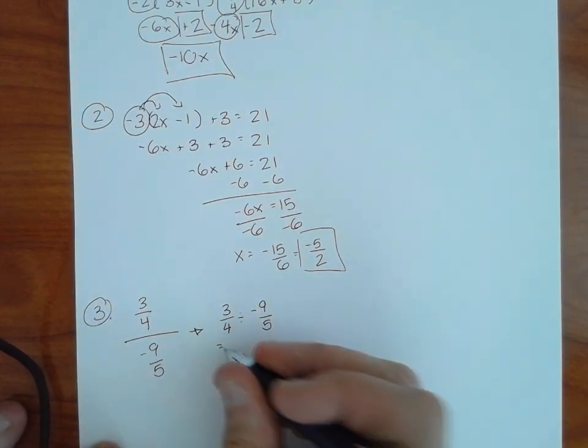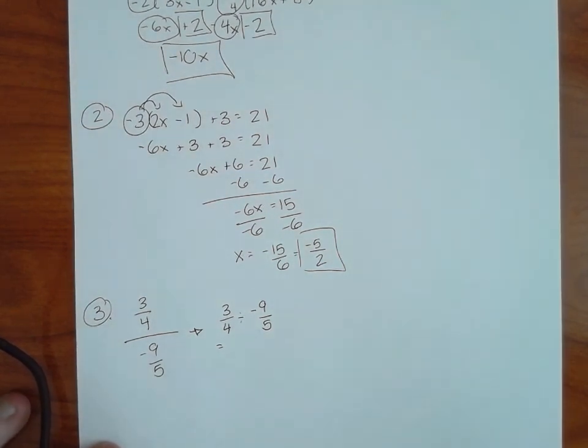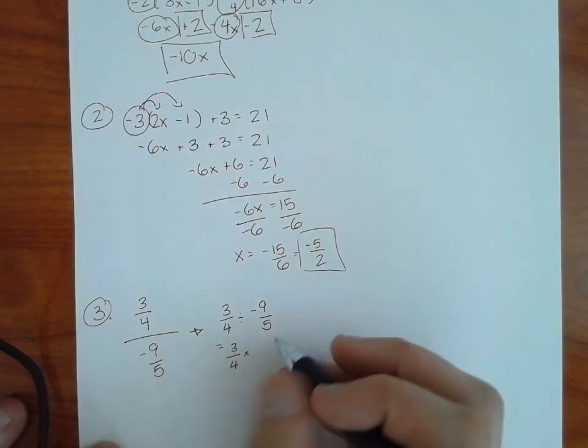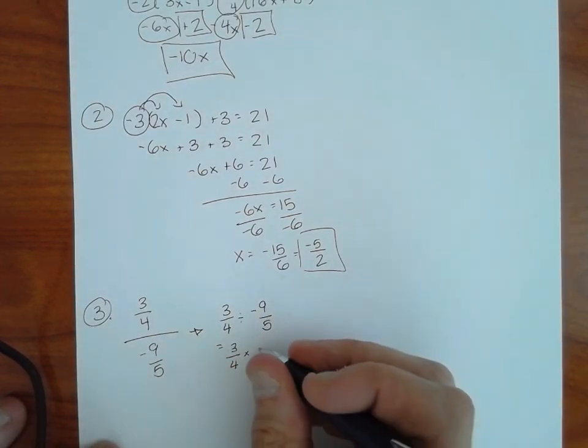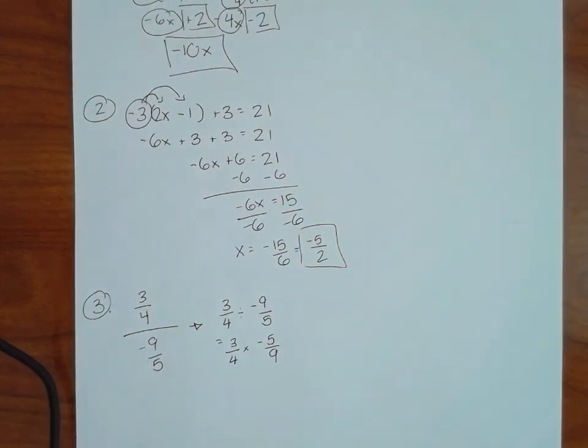Now we know that when we divide by fractions, we don't divide by fractions. We instead multiply by the reciprocal. So I'm going to multiply by the reciprocal. The reciprocal of -9/5 is -5/9. Again, I'm just keeping the negative in the numerator. It does not have to go to the bottom. You can always keep it in the numerator and everything should work out.